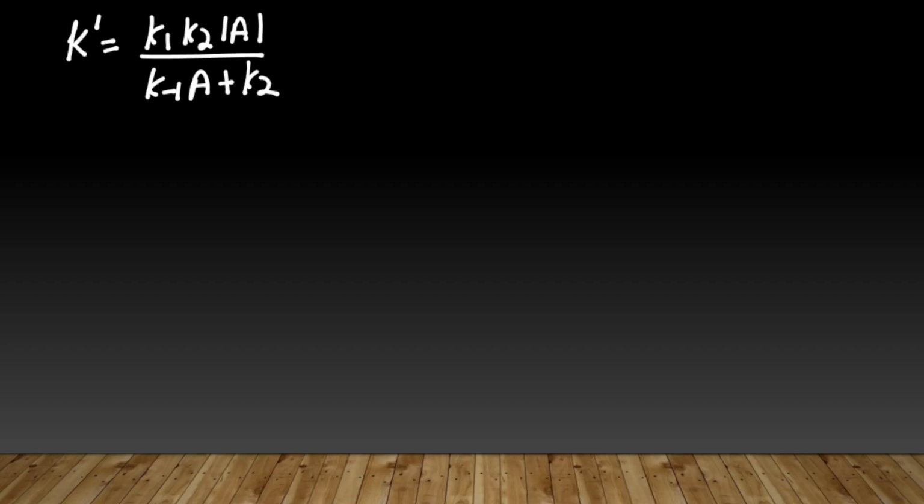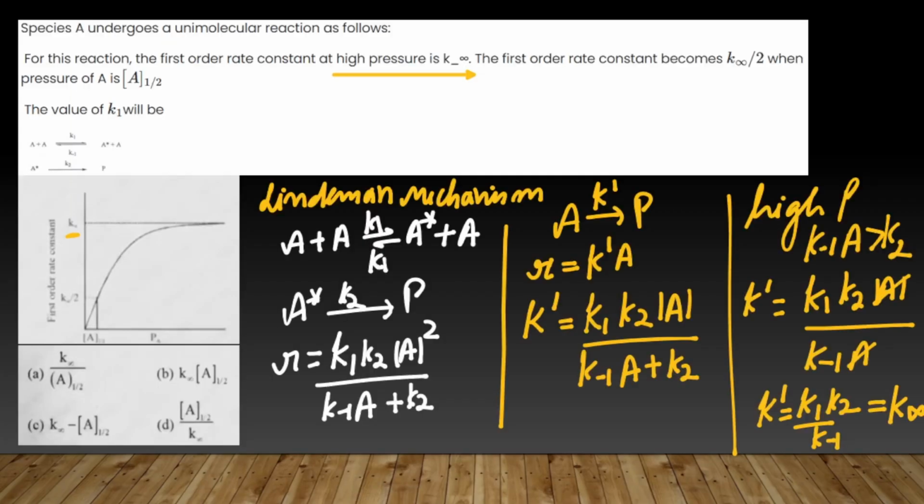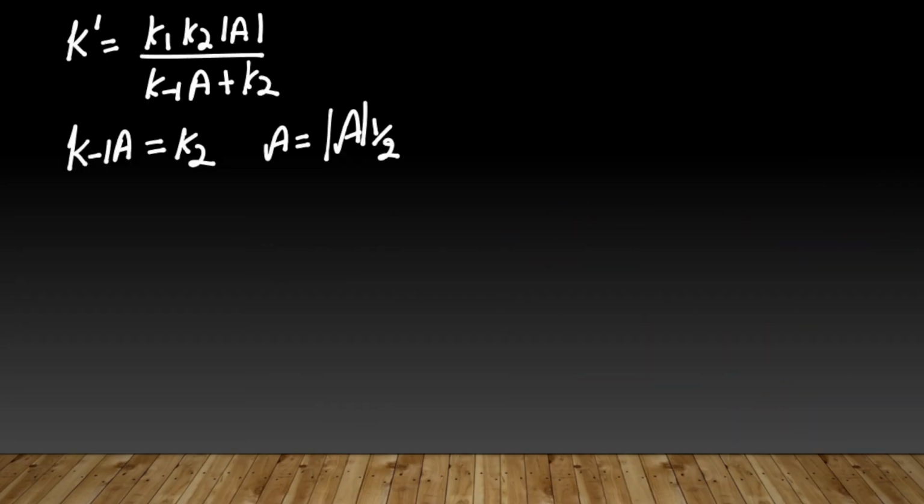If you take this condition, which is K inverse of A equal to K2, and at this point the concentration of A is A half, this is what they are asking: the first order rate constant becomes K infinity by 2 when the pressure is A half. So how is it becoming 1 by 2? That you will also see, and from that we will find the K1 value. So when you have this condition, that is K inverse of A equal to K2.